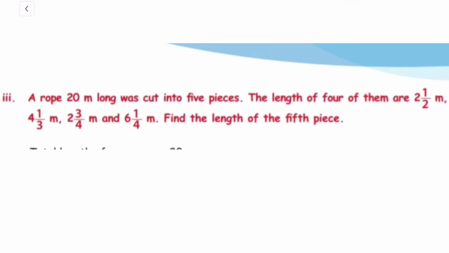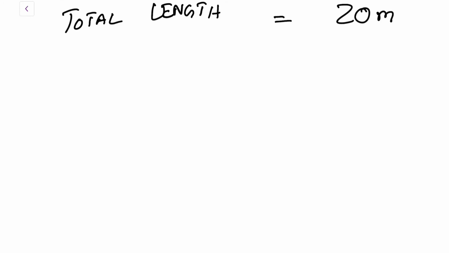Here's your third question. A rope 20 meters long was cut into 5 pieces. The lengths of 4 of them are 2 1 by 2 meters, 4 1 by 3 meters, 2 3 by 4 meters, and 6 1 by 4 meters. Here's the question. Find the length of the 5th piece. Okay, so let's write the total length of the rope. Total length will be 20 meters, and this rope is cut into 5 pieces. Okay, and they've given the length of 4 pieces.